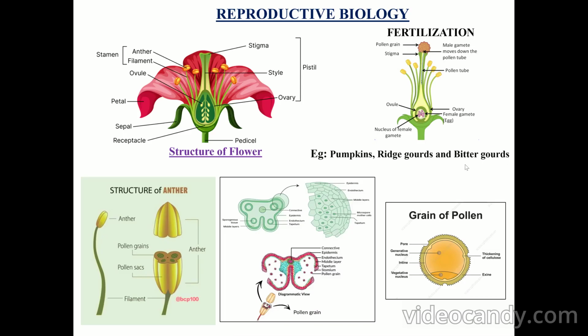So that's it, friends. In today's lecture, what we have learned is the structure of the flower, the structure of the anther, how the development of the male gametophyte takes place, the structure of the pollen grain, and we briefly covered the fertilization process.